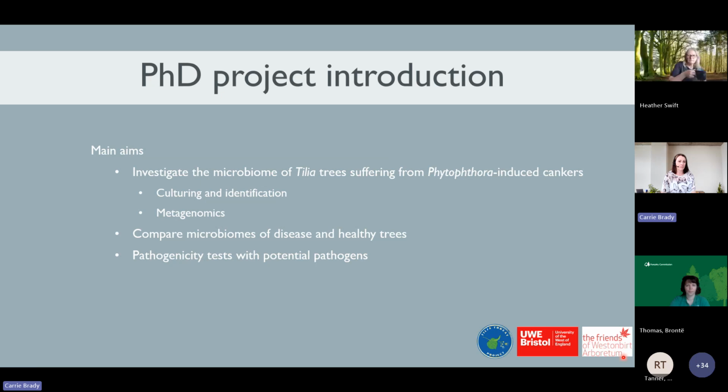So the main aims of Helena's PhD are to investigate the microbiome of Tilia suffering from Phytophthora-induced cankers. And this is a two-pronged approach using culturing and identification, as well as metagenomics. We would then compare the microbiomes of diseased and healthy trees and perform pathogenicity tests with potential pathogens.